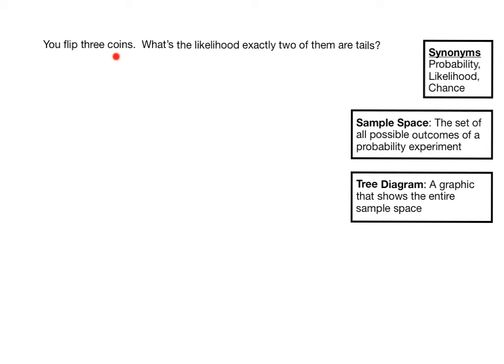You're flipping 3 coins. That's the probability experiment. And we want to find out what's the likelihood exactly 2 of them are tails. Let's just get a sense of what could possibly happen first. It's very possible that you could flip 1 coin, get a tails, the next one, get a heads, and the third one, get a tails. You could also get something like a heads, and then a tails. Or you could get perhaps a tails, and then a tails.